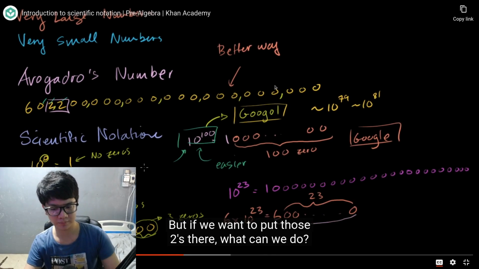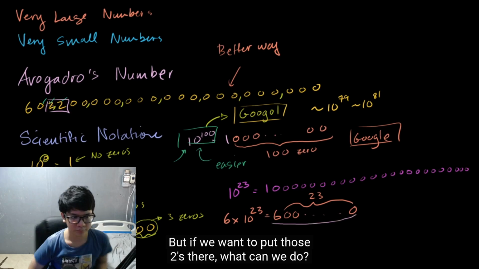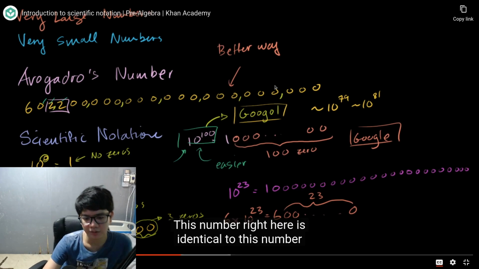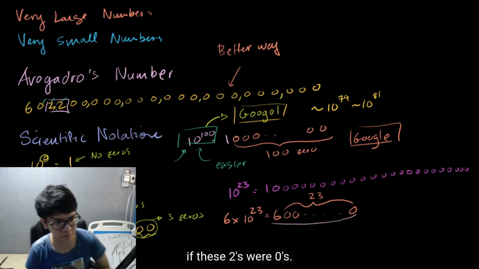If we want to put those 2's there, what can we do? It's identical to this number as if these 2's were zeros. But if we want to put those 2's there, what can we do? We can put some numbers as decimals. This number right here is identical to this number as if these 2's were zeros.